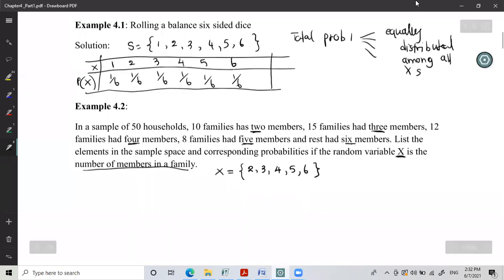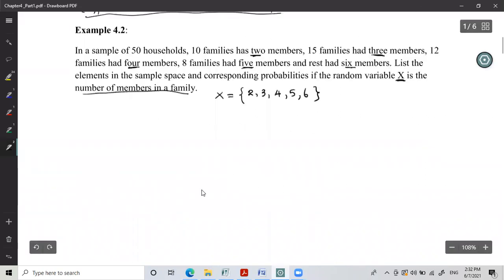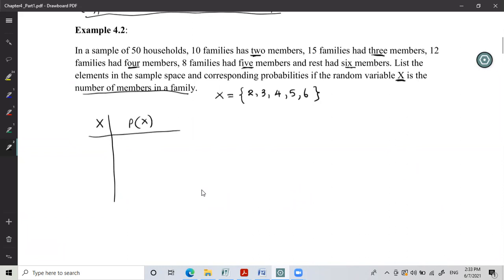How do you do that? Okay, so we'll prepare the table. X and Px. If you want, you can do it vertically or horizontally, right? So X and Px. So what are the possible values of X? 2, 3, 4, 5, and 6. Now let's find the probabilities.